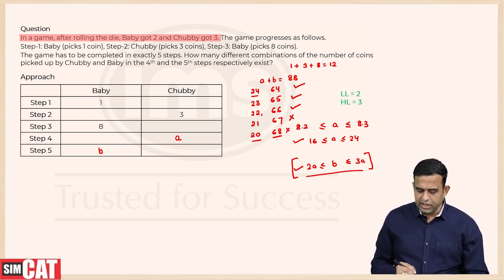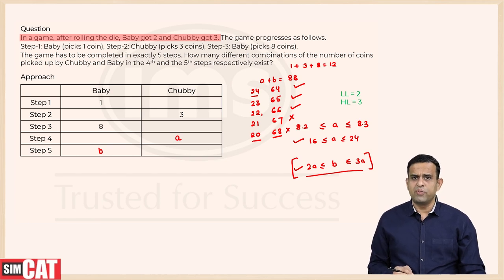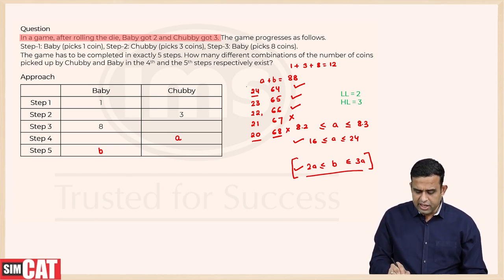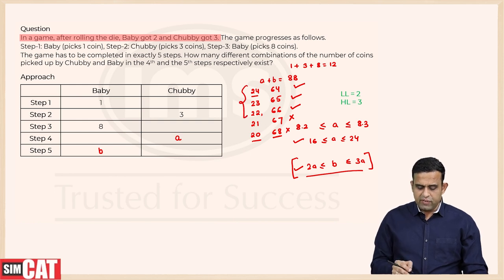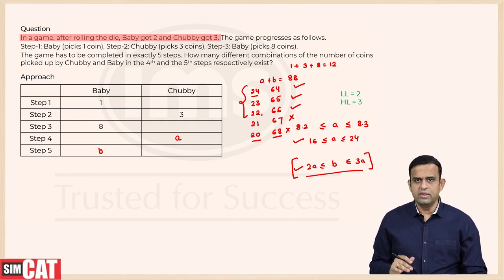So we won't get any further case for the value of A as 21, 20, 19 and so on up to 16, and hence one can notice that the values of A and B could be only 3 possible combinations, which we have got: 24 and 64, 23 and 65, and 22 and 66. And hence the required answer for this particular question should be 3.